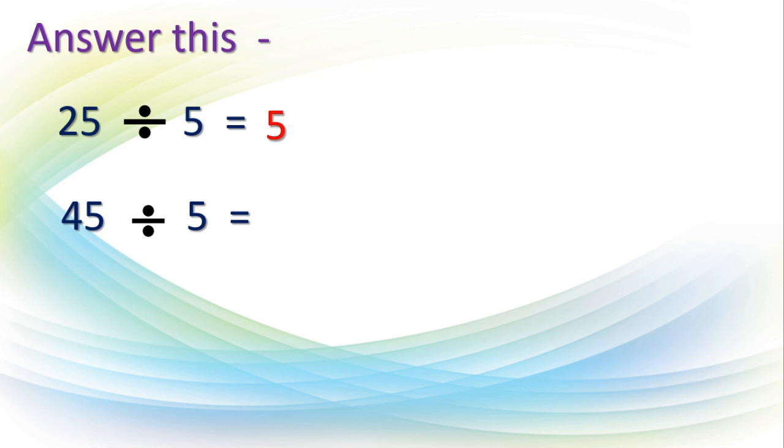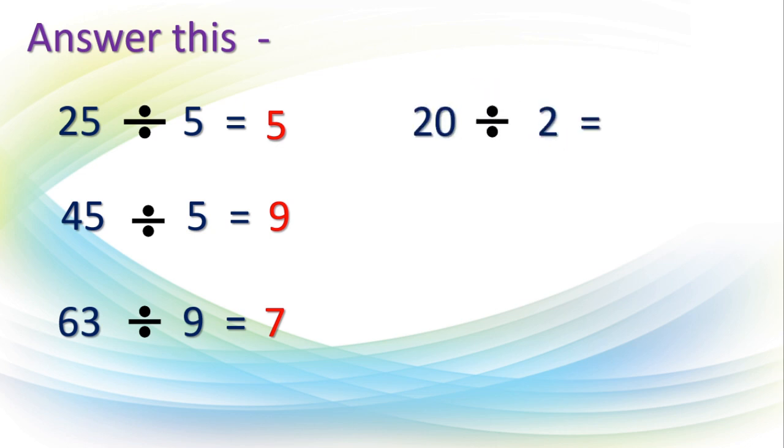Next is 45 divided by 5. Here also we will go through 5's table, correct? Then 5 9s are 45, isn't it? 63 divided by 9. Come on, tell me the answer. Yes, 9 7s are 63, right? 20 divided by 2. That is nothing but 10. Because 2 10s are 20, right?